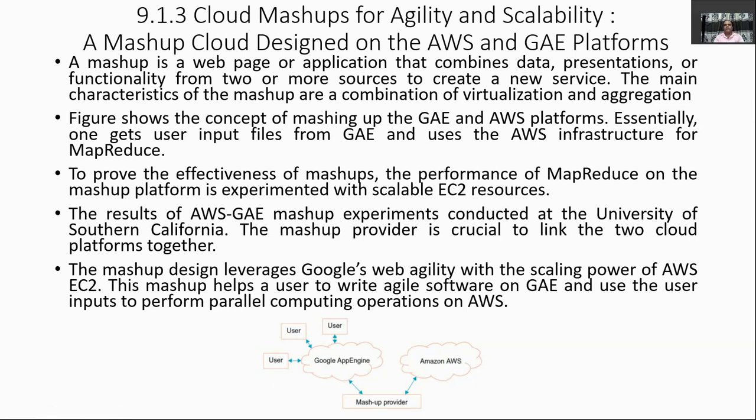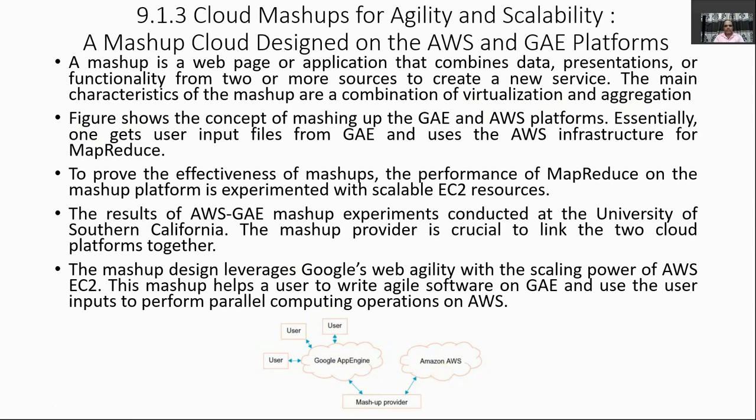Next thing is cloud mashups. A mashup is a web page or application that combines data, presentation, or functionality from two or more sources to create a new service. The main characteristics of the mashup are a combination of virtualization and aggregation. The figure below shows the concept of mashing up Google App Engine and AWS platforms.